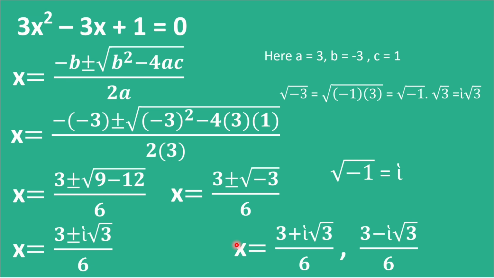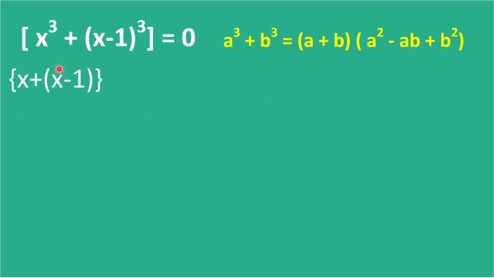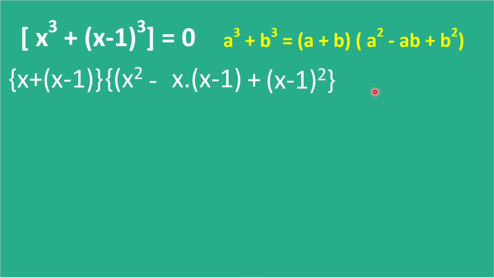And now in the next step, we will solve the other part of the question, which was x cubed plus x minus 1 all cubed, which is equal to 0. And again, we will use the cubic formula, which is a cubed plus b cubed equals a plus b into a square minus ab plus b square. And now, according to this formula, a plus b into a square minus ab plus b squared, which is equal to 0.